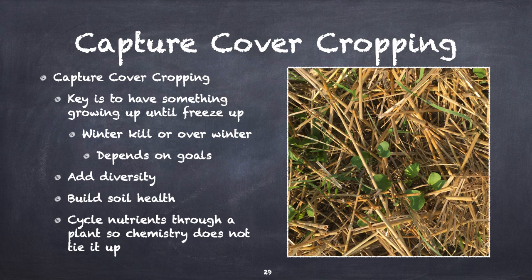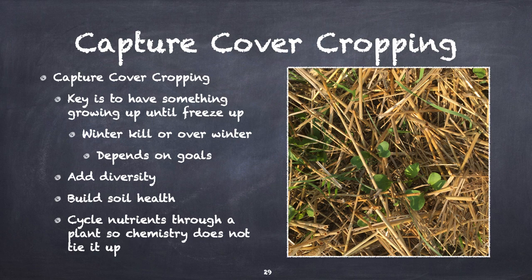So the key in my mind is to have something growing right up until freeze up, whether you have it winter kill or you have it over winter, depending on what your goals are. But to have something green in that soil in the fall solves a lot of our issues in agriculture right now. It gives you an opportunity with these capture cover crops to add more diversity to our rotations. It helps build our soil health because we have those root exudates in that soil. We have those microbes alive and we're keeping them healthy.